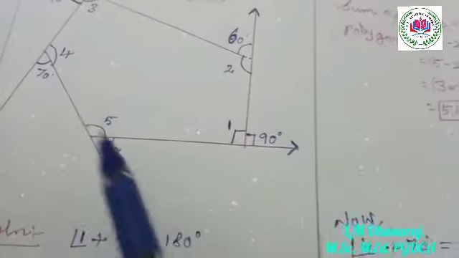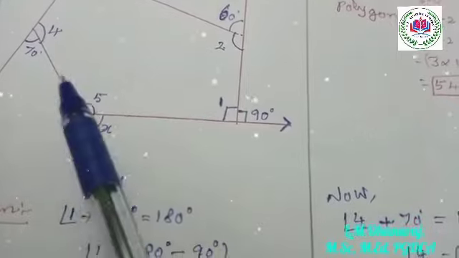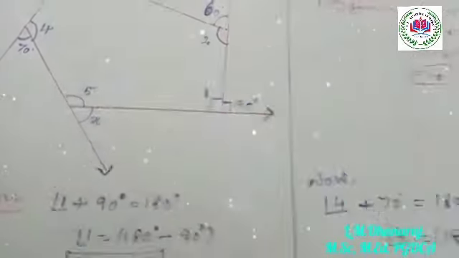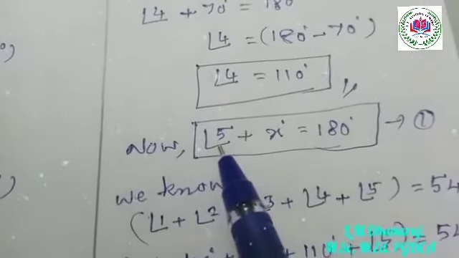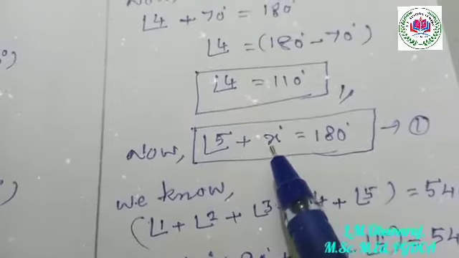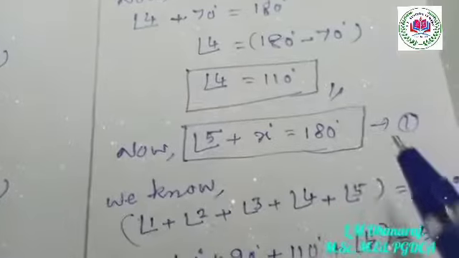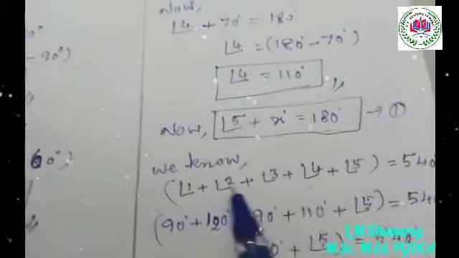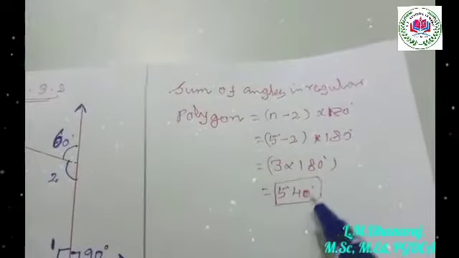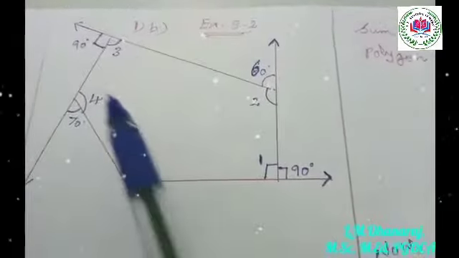Now the last one, that is the fifth interior angle: angle 5 plus x degrees is equal to 180 degrees, because this is a straight line, the sum of these two angles. Here angle 5 also we don't know, and angle x we have to find out. So these two are unknown values, which is equal to 180 degrees. So make it equation number 1. Now we already know the sum of the interior angles is equal to 540. This we found over here already. That is the sum of the interior angles, angle 1, angle 2, angle 3, angle 4 and angle 5.